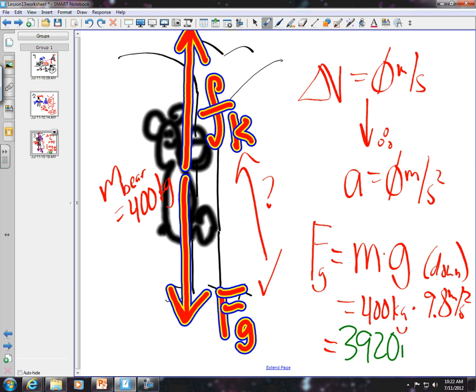3,920 newtons. That's the weight down, and so the frictional force is that, up. If this is negative, then the frictional force would be positive, depending on your frame of reference. But the magnitude, the number value, is 3,920 newtons, regardless of the direction.